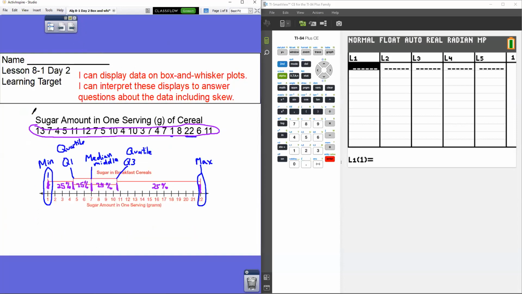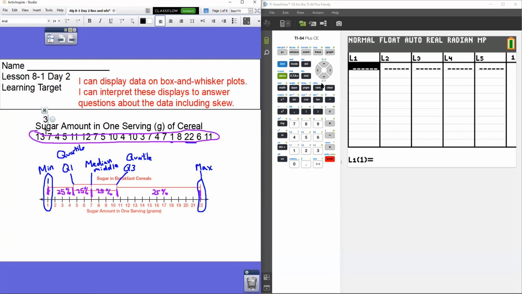We don't have to put them in order, so we could start here and type in 13, and then 7, and 4, and 5, and 4, and 5, and 11, and 12, and 7. You're going to have to do this on a lot of questions.